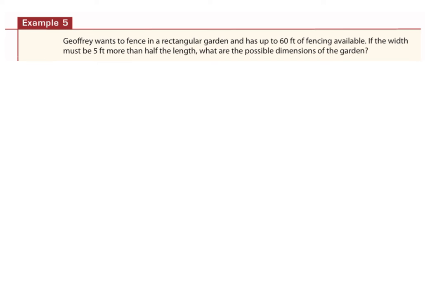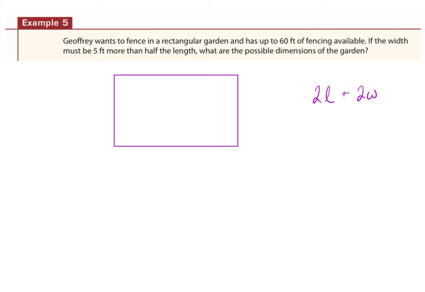Anytime you have a geometric word problem, you probably want to draw a picture of it. He has a rectangular garden. Fencing. Is fencing perimeter or area? Perimeter. So you should know what the perimeter is: 2 times the length plus 2 times the width. That is the perimeter.